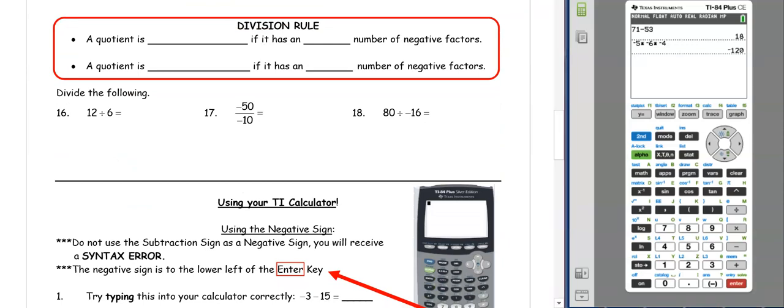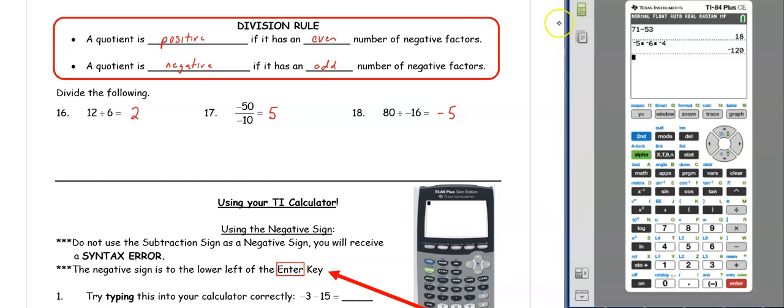With division, the same kind of ideas happen here. So if a quotient is positive, then we have an even number of negative factors. And if the quotient is negative, then we have an odd number of negative factors. So in number 16, we have 12 divided by 6, which is 2. In 17, it's written as a fraction, but it's the same thing. Negative 50 divided by negative 10. 2 negatives would get us a positive 5. And then in 18, we have 80 divided by negative 16, which is going to get us a negative 5, because there's only one negative factor this time.